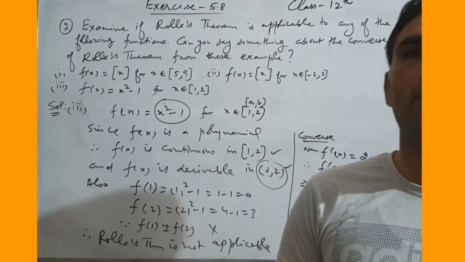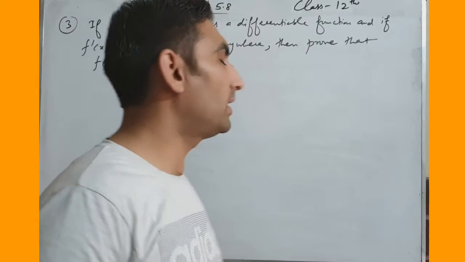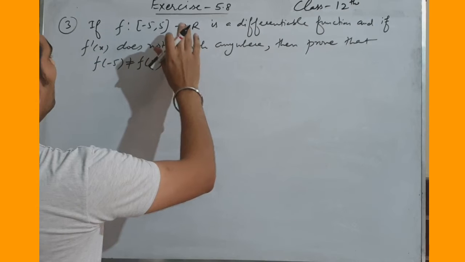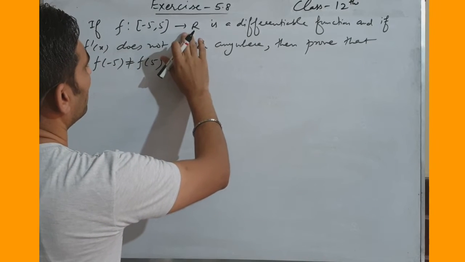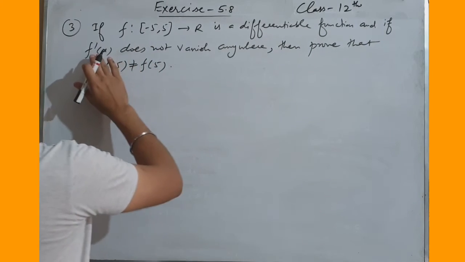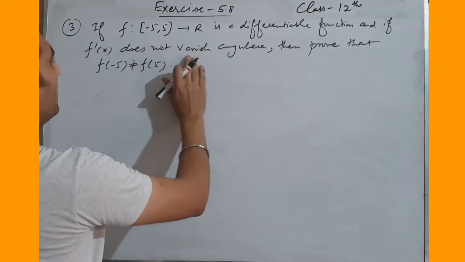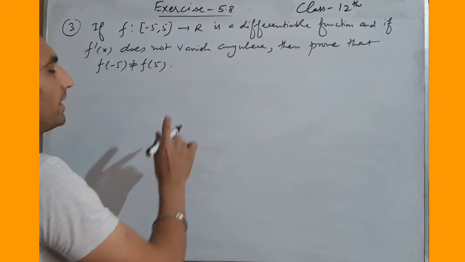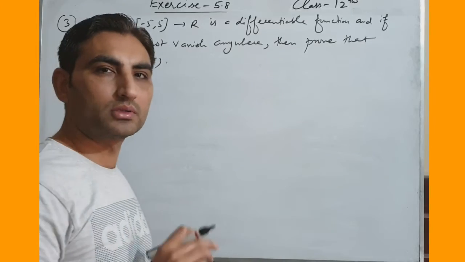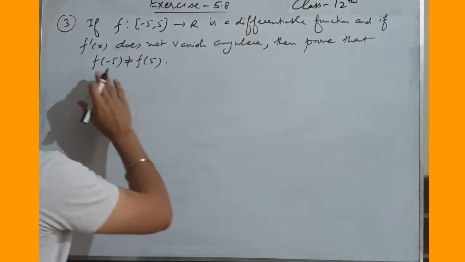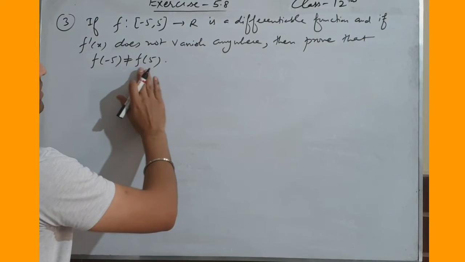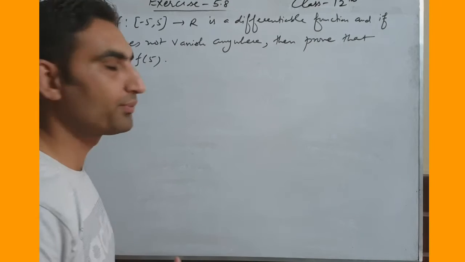See what is given there in the third one. Students, question number 3 is: if f from the closed interval minus 5 to 5 to the real numbers is a differentiable function, and if f dash x does not vanish anywhere, meaning at any point whatsoever you put in the derivative, your answer will never be equal to 0, then prove that f minus 5 is not equal to f 5. So the value of the function at minus 5 will not be equal to the value of the function at 5 in this case.